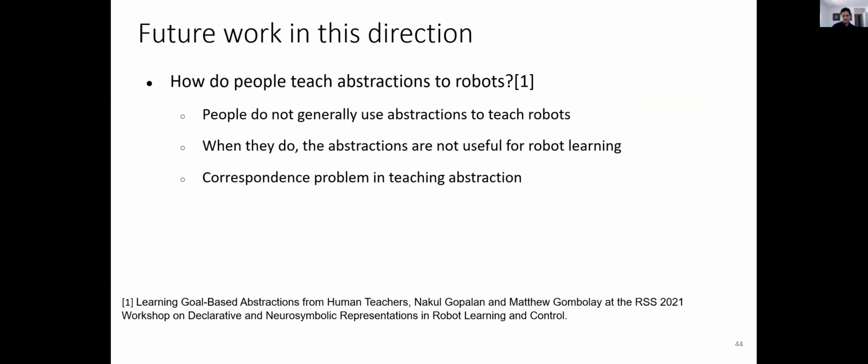And we have found that people are terrible. Generally, they're not giving abstractions to begin with. And when you beg and cajole them into giving abstractions, the kind of abstractions they're giving are not really useful for robot learning. There is a correspondence problem in teaching abstraction, and we're trying to see if that correspondence problem can be resolved somehow.